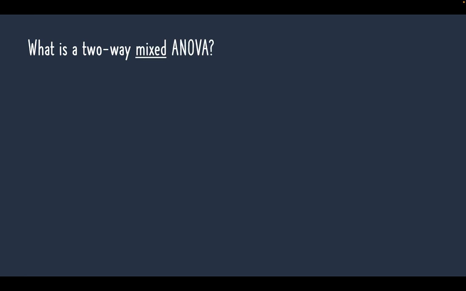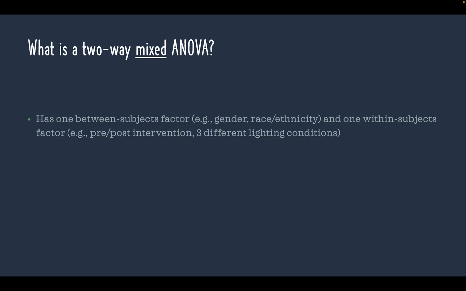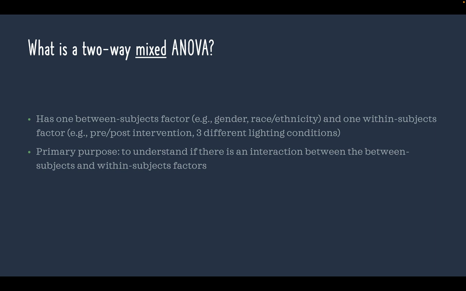All right, so what do we mean when we say a two-way mixed ANOVA or a mixed factors ANOVA? Now we've got one between subjects factor, so in our last example, gender or race ethnicity, and one within subjects factor. So for example, pre-post intervention, or say 3 different lighting conditions. The primary purpose is to understand if there's an interaction between the between subjects and within subjects factors.